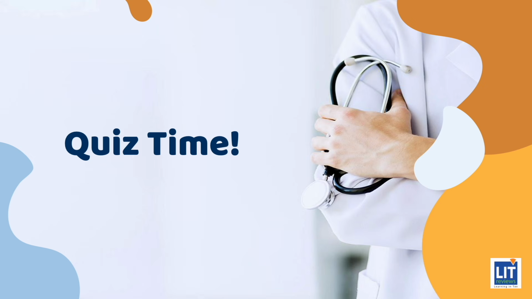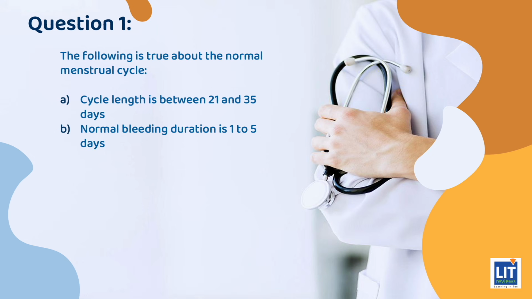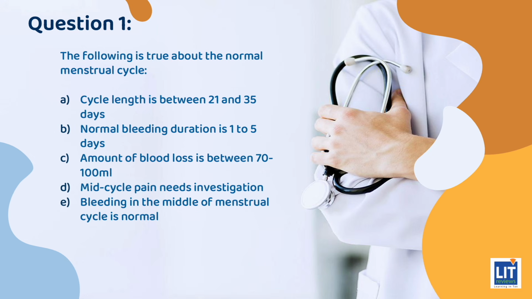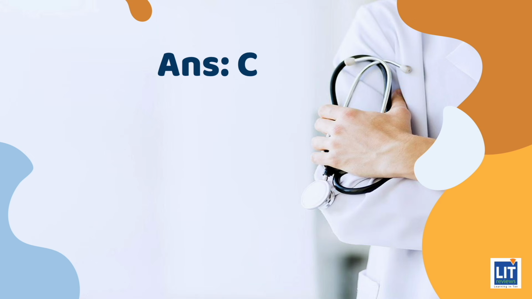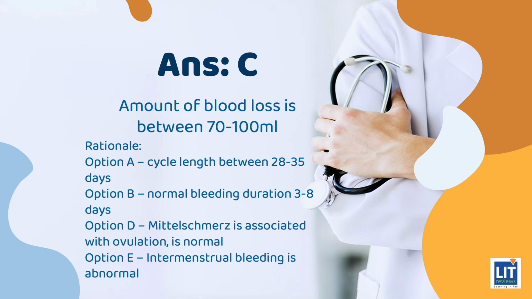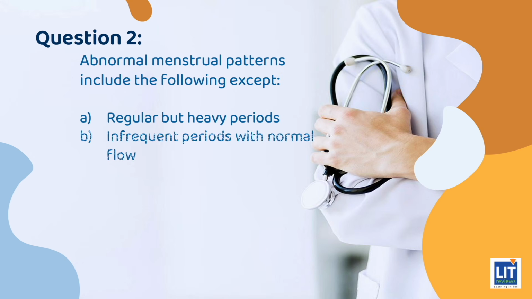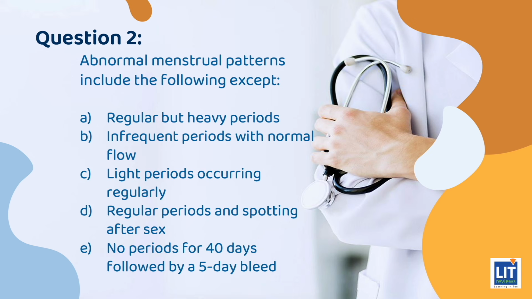Quiz time. Question 1. The following is true about the normal menstrual cycle. Question 2. Abnormal menstrual patterns include the following except.